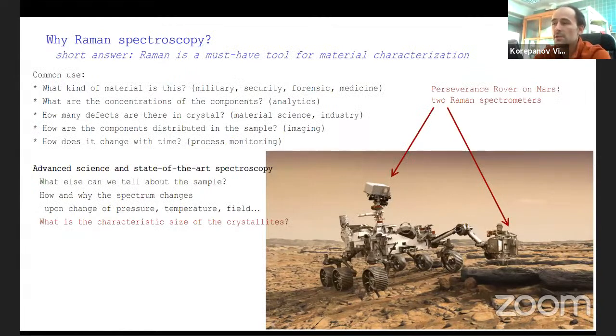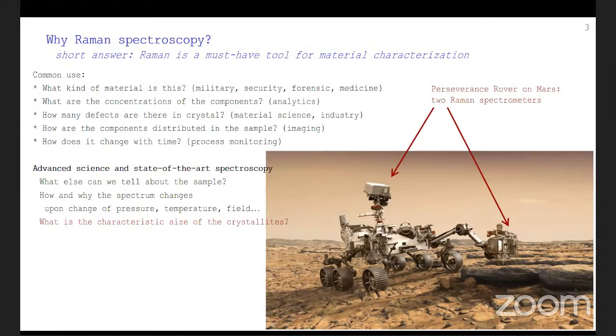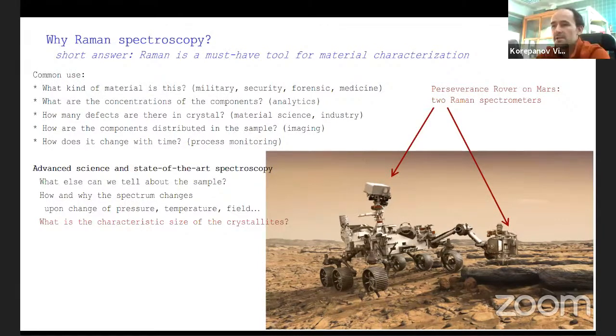And why can you be interested in Raman spectroscopy? For a very wide spectrum of reasons. First of all, you can ask questions like, what kind of material is this? What are the concentrations of the components? What are the defects? And many other questions. No surprise that the Perseverance Mars rover, which is on Mars right now, has not only one, but actually two Raman spectrometers. This is a very advanced and very efficient analytical instrument, which can give you a lot of very useful information about your samples.